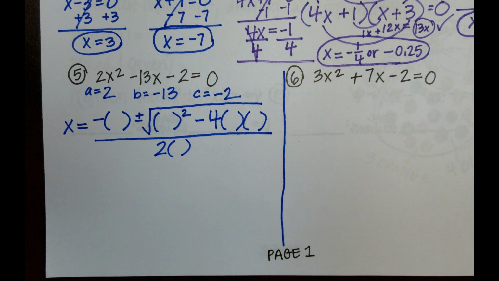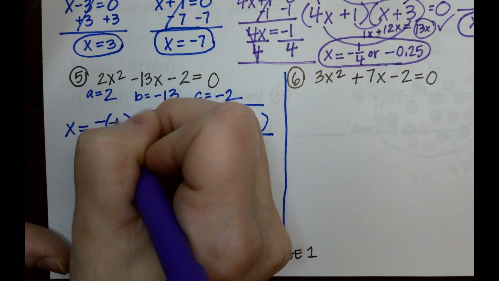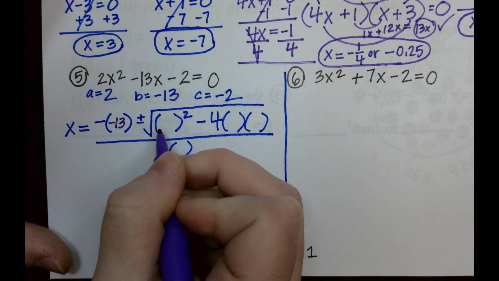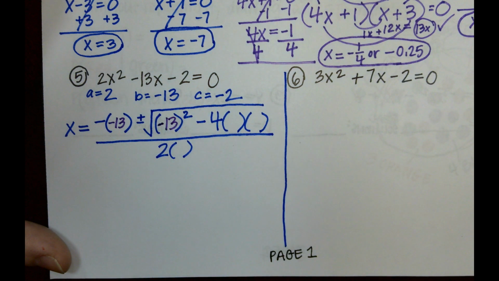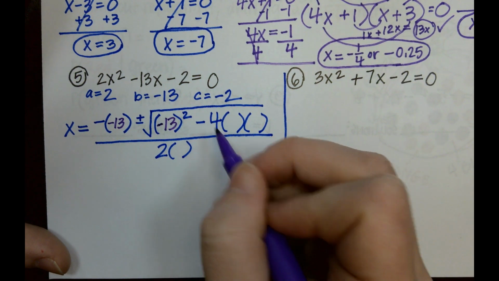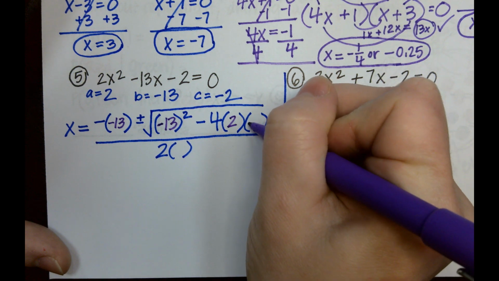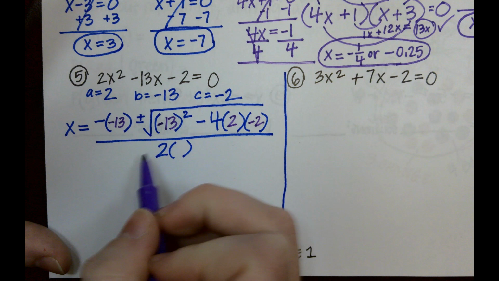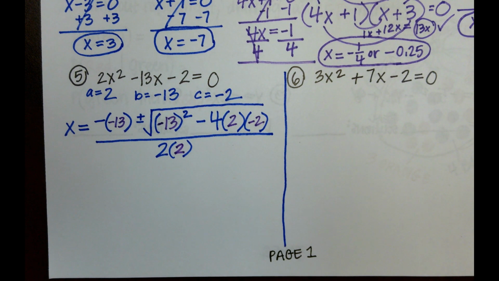So what goes in the first space here? Good. Negative 13 is our B, plus or minus the square root of, same thing, negative 13 squared, minus 4 times A, which is 2, times C, which is, good, negative 2, all divided by 2 times A, which is 2. Awesome. How's about that? There we go. So once we have all of our values plugged in, this is where we start simplifying.